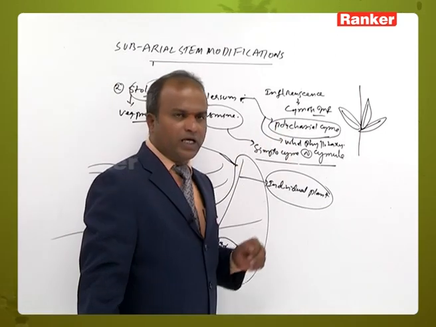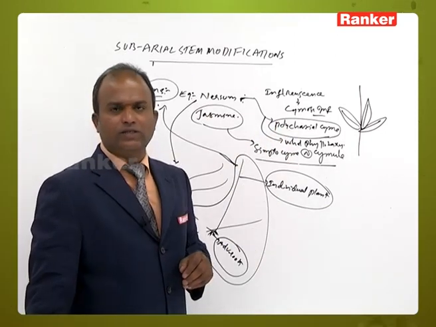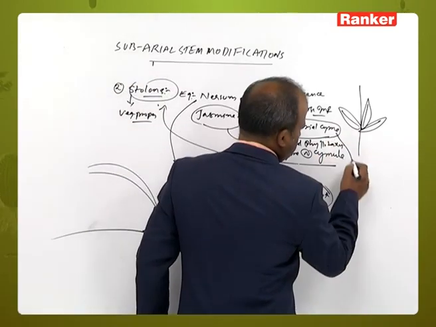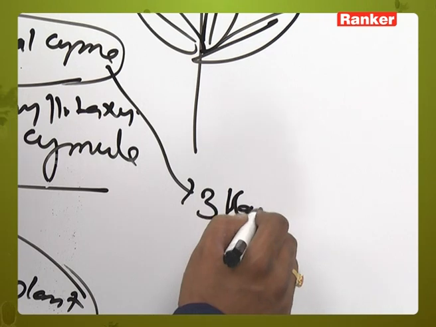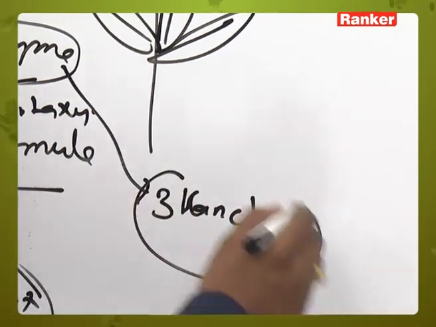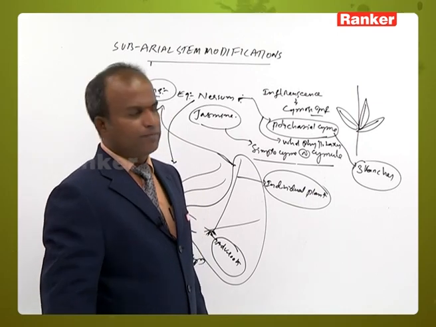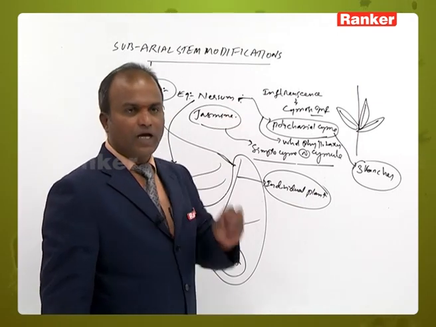But in polycaecial cyme, from one node, how many branches are developing? That means it also shows how many branches developing at a time? Three branches are developing at a time. This is about nerium.